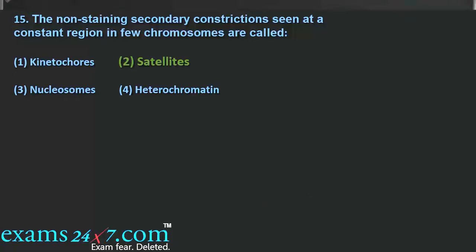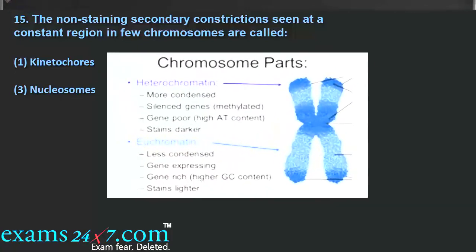I hope all of you know the histone octamer is made up of a pair of H2A, H2B, H3 and H4 histones. The last one says heterochromatin.